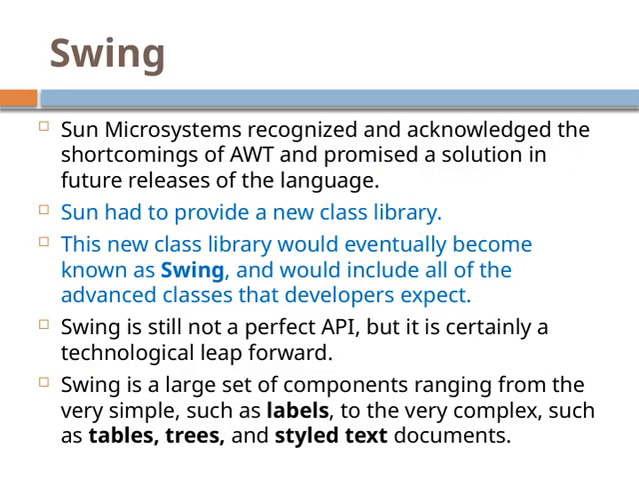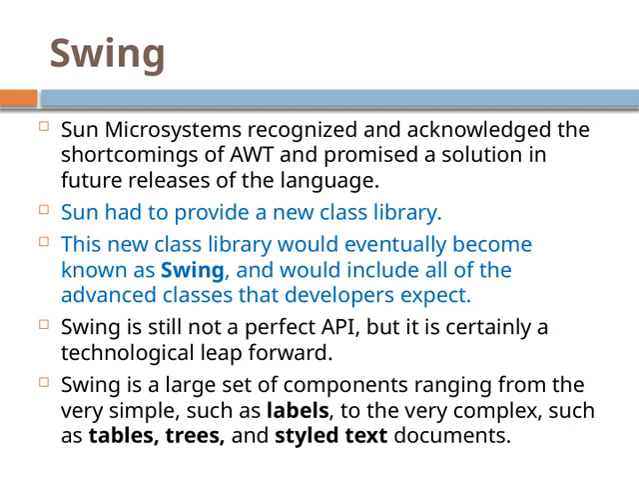Swing emerged as a response to the limitations of AWT, which many developers found lacking in flexibility and modern features. Sun Microsystems recognized these shortcomings and committed to delivering a more robust and versatile solution in future Java releases. To do this, they had to develop a brand new class library, one that could address the needs for more advanced and customizable GUI components. This new library eventually became known as Swing.